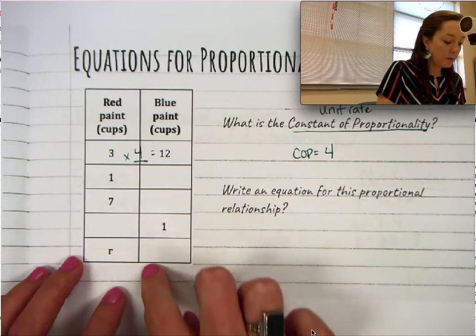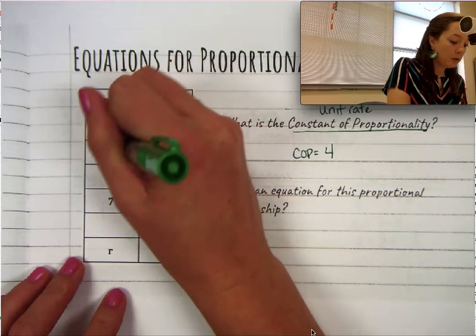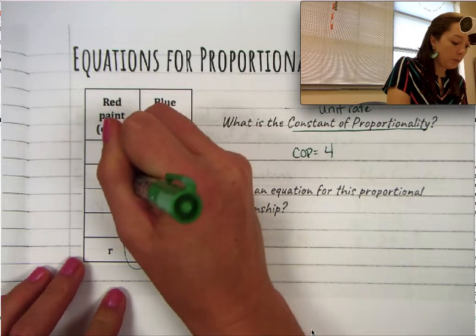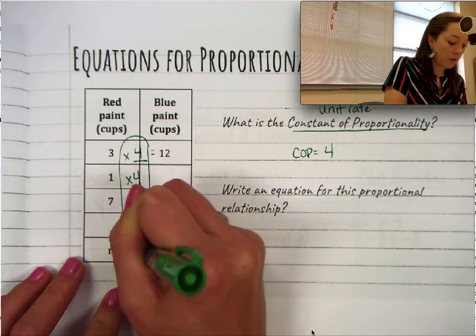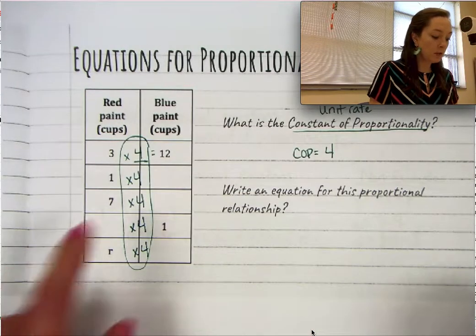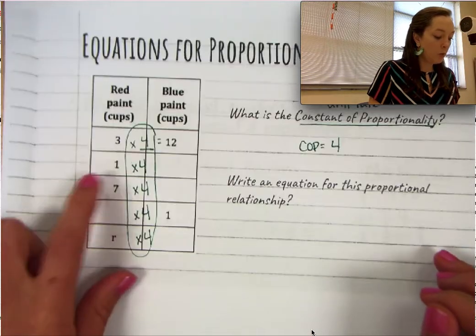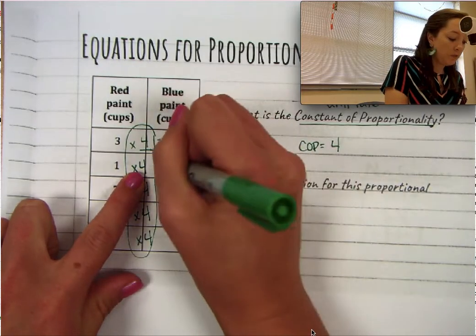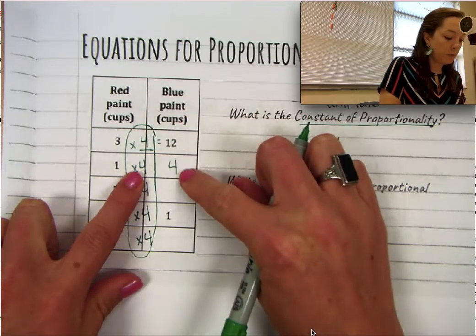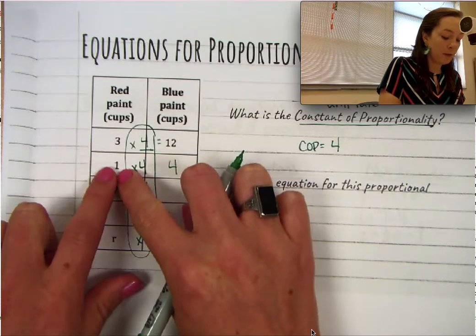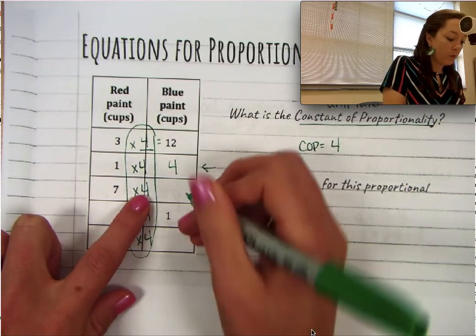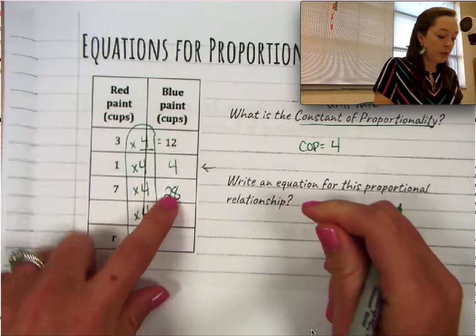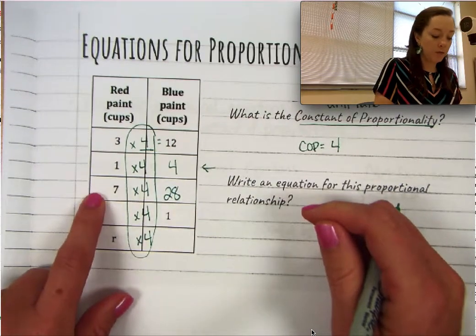And because this table is proportional, I'm going to use the same COP, or the same scale factor, all the way down for every row in my table. So let's complete our table now. 1 times 4 is 4, so we need 4 cups of blue paint to 1 cup of red paint. That would be our unit rate right there. 7 times 4 is 28, so 28 cups of blue to 7 cups of red.